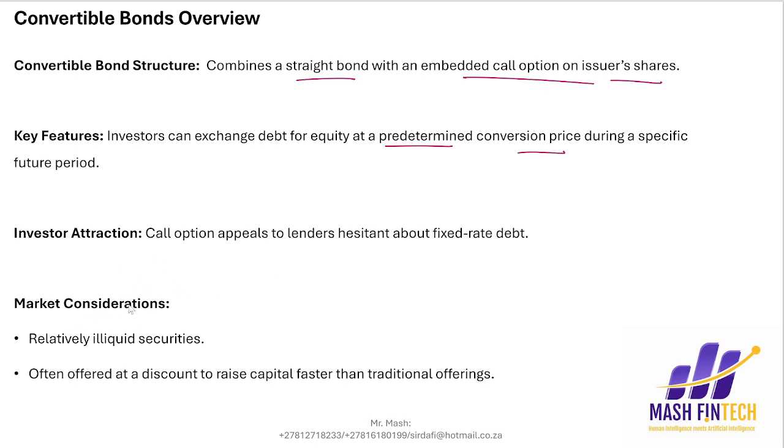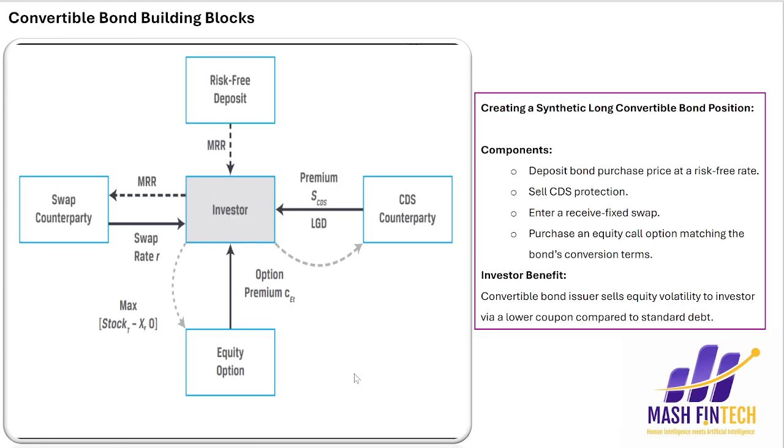So this usually happens. Remember, we said venture capital and companies that are still in their early or growth stages are the ones that issue these call options, these convertible bonds, because they want to attract investors. Some of them actually issue these with warrants as sweeteners to sweeten the deal so that they get more investors into these companies. So the markets are relatively illiquid, and often they're offered at a discount to raise capital faster than traditional offerings.